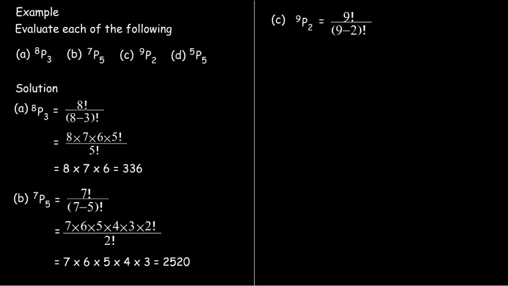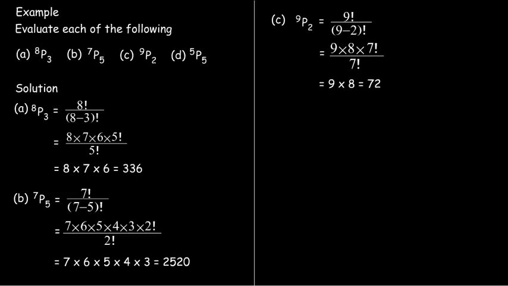Now for C part, we have 9 permutation 2, which should be equal to 9 factorial divided by (9 minus 2) factorial, which will then be equal to 9 times 8 times 7 factorial divided by 7 factorial. Our 7 factorial in our numerator and denominator is going to cancel out, so we'll be left with 9 times 8, which is equal to 72.